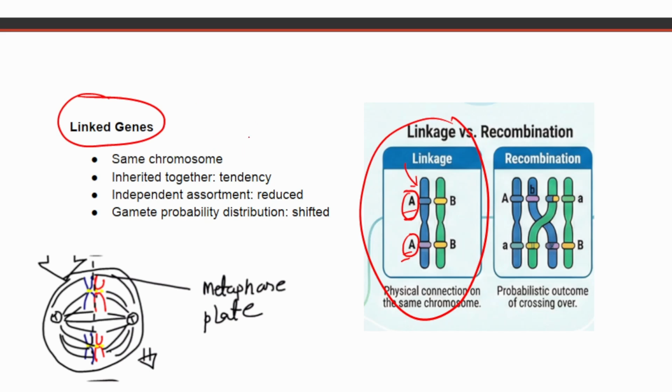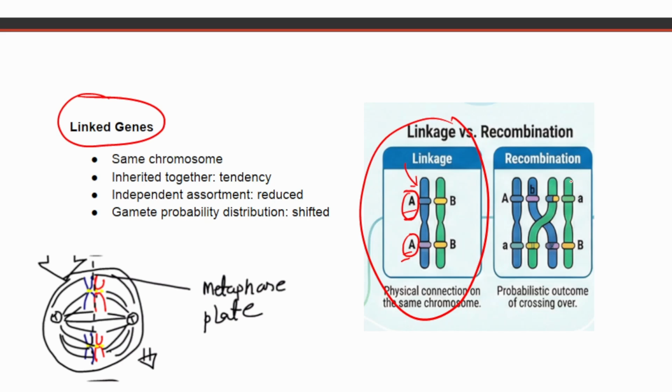The result is that parental gene combinations appear far more often than expected in the case of linked genes, while new combinations appear less often. This happens not because the cell prefers certain genes, but because whole chromosomes move as single units unless something physically cuts and swaps pieces. That something is crossing over, and if no crossover occurs between two gene loci, the genes stay together in the gamete.